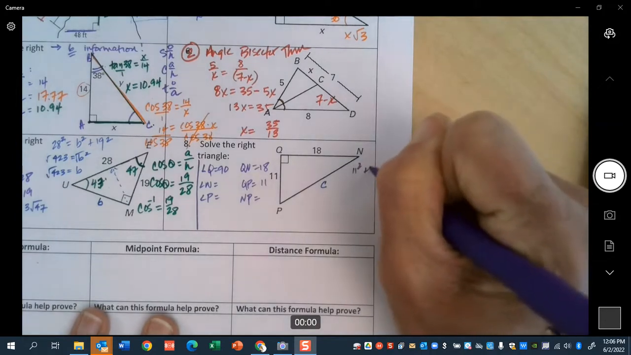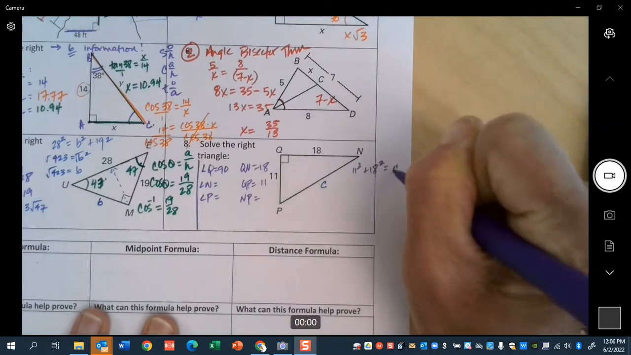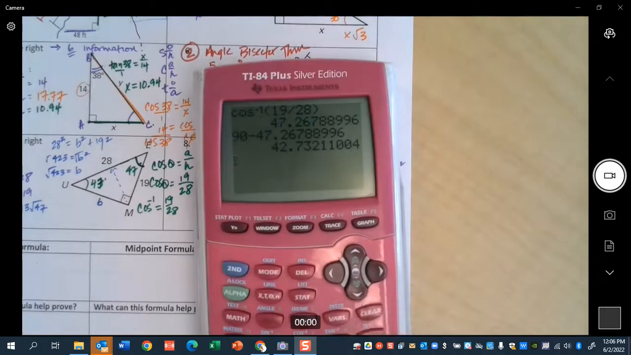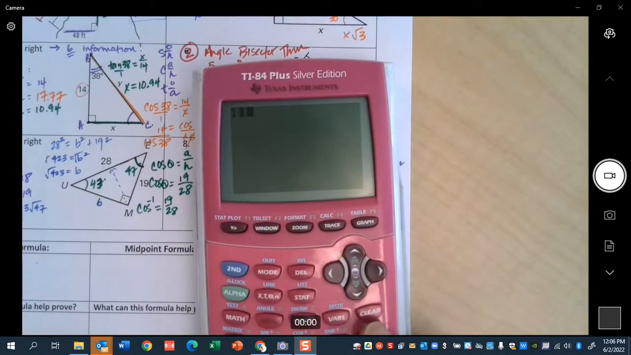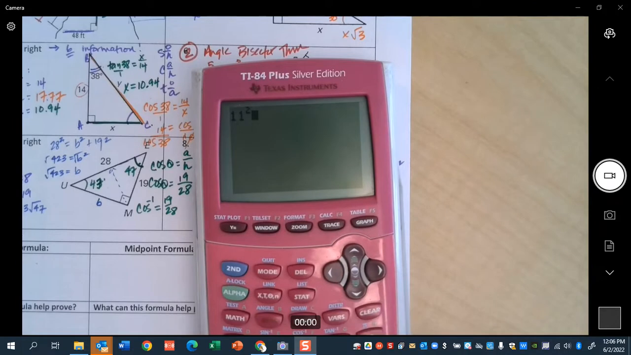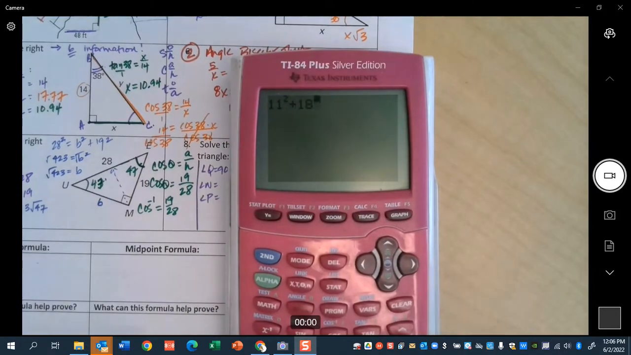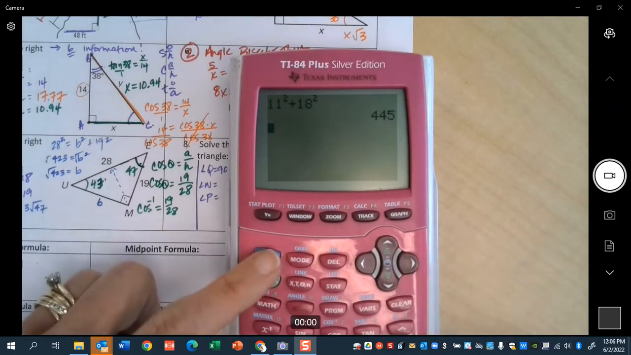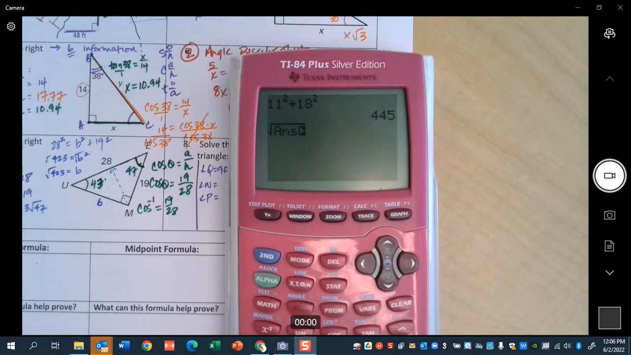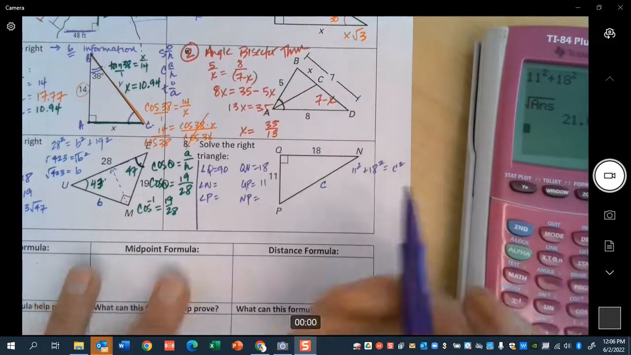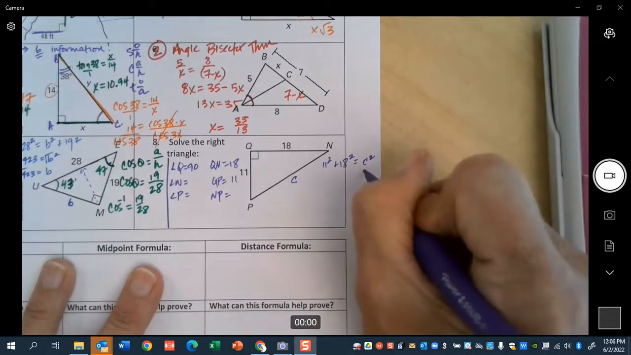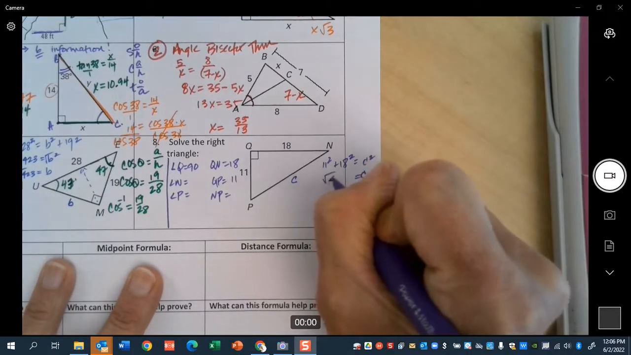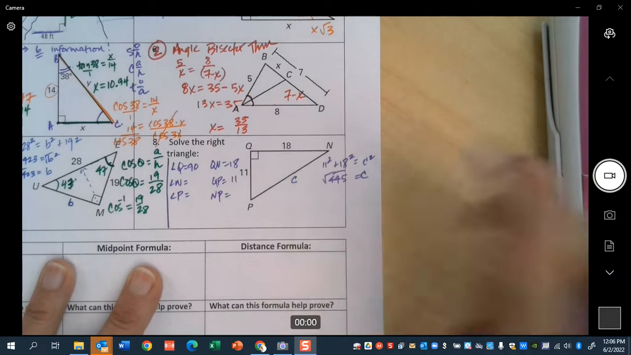11 squared plus 18 squared is equal to C squared. Calculator, 11 squared plus 18 squared, 445. Second radical, second answer, rats. So I know that my C is going to be equal to the square root of 445. What do you want to do to try to break that down?